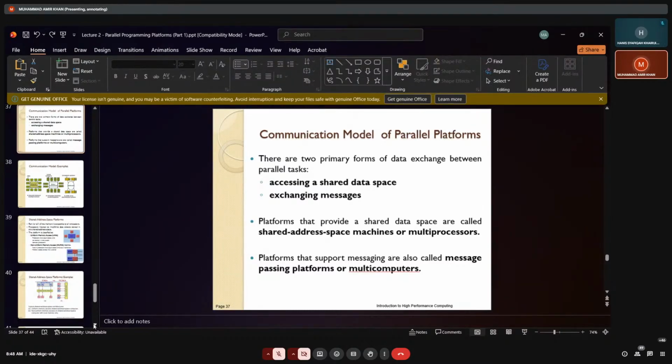Platforms that provide a shared data space are called shared address space machines or multiprocessors. Platforms that support messaging are also called message passing platforms or multicomputers. Multicomputers and multiprocessors are different things. One is basically shared address space, the other is message passing between the processors.